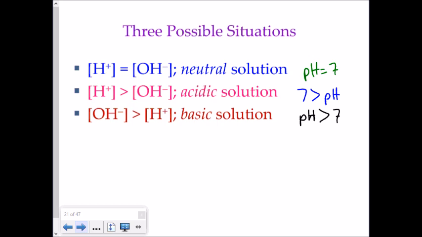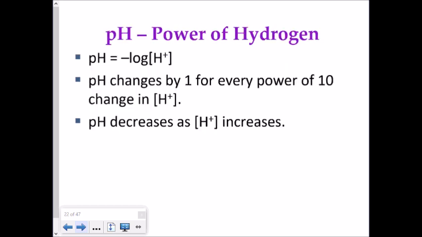So, remembering the pH scale. Now for our review of formulas. pH, the power of hydrogen, looking at the amount, basically, of that hydrogen in there forming hydronium. And we're going to use the equation pH equals the negative log of the hydrogen ion concentration in order to figure out our pH.